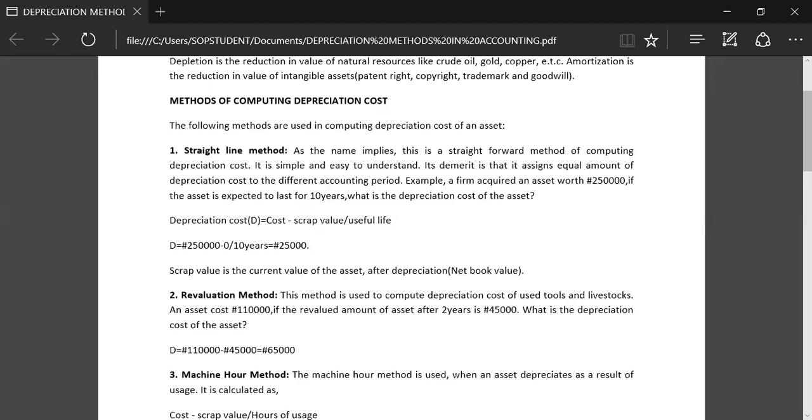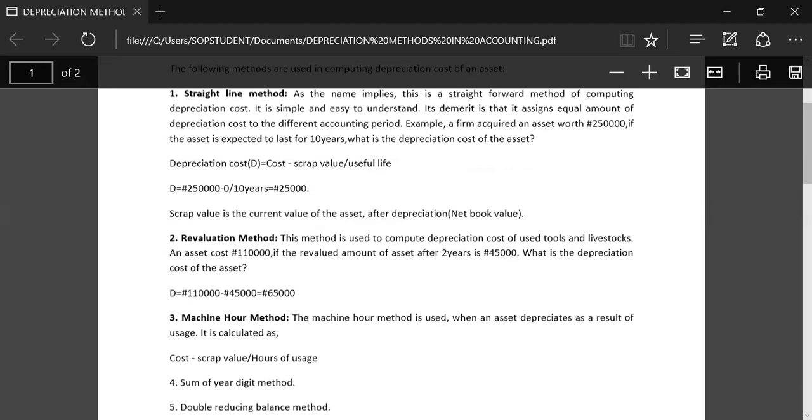For example, if a firm acquires an asset for 250,000 and the asset is meant to last for 10 years, the depreciation cost will simply be 25,000. So 25,000 will be reduced from the value of the asset every year for the period of 10 years because the asset has no scrap value at the end of the 10-year period.